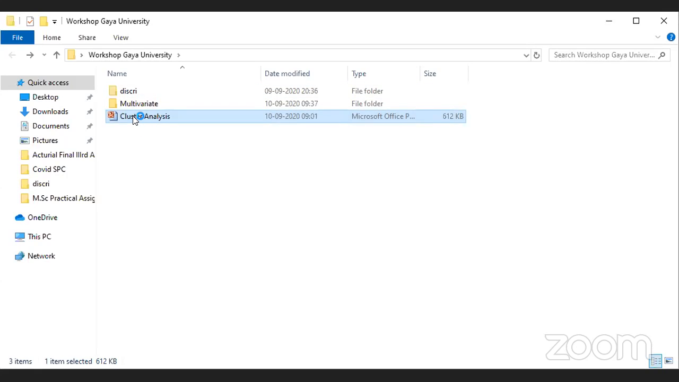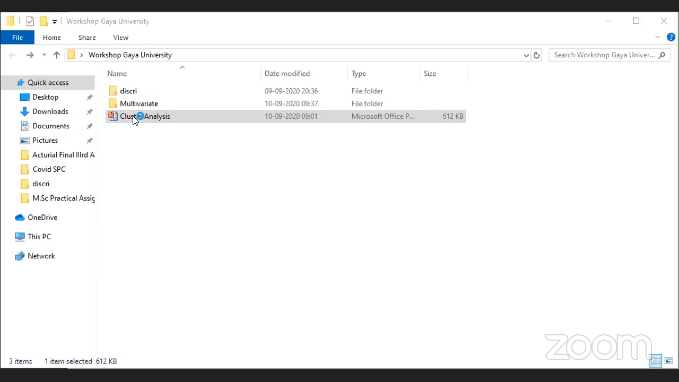So cluster analysis is one type of interdependence technique, and it is also a data reduction technique. Like factor analysis, using cluster analysis we reduce the size of the data. The only difference is that in factor analysis we reduce the number of variables into a smaller set of factors, but in cluster analysis we reduce the number of respondents, the number of objects.